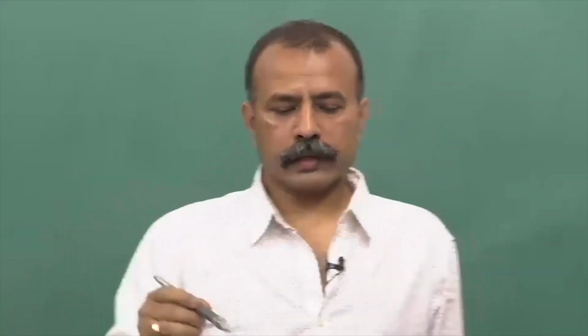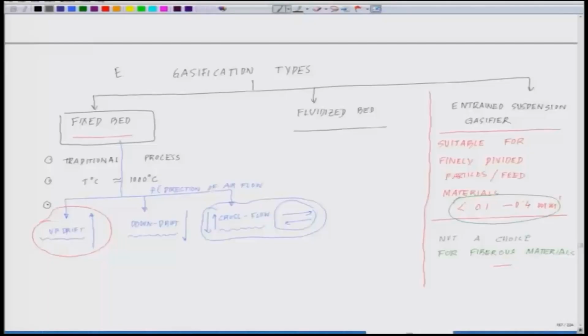If you recollect, in the last class we talked about the fixed bed, and within the fixed bed we talked about the three different types: updraft, downdraft and cross flow. Previously we have covered the updraft. So, today we will talk about the downdraft design and the cross flow design.